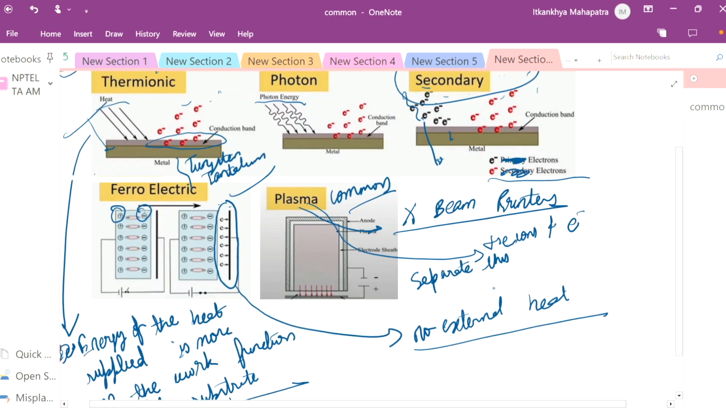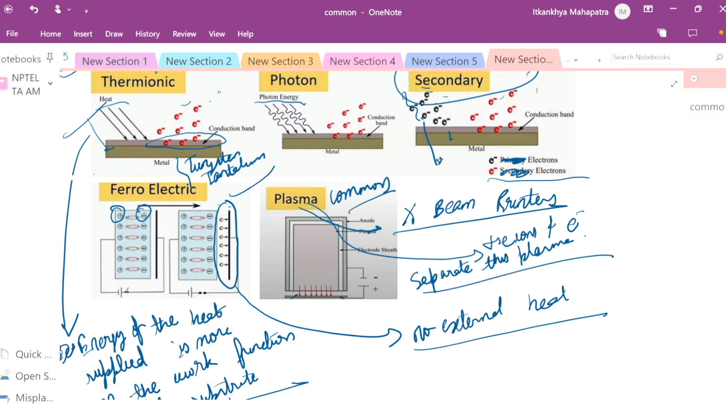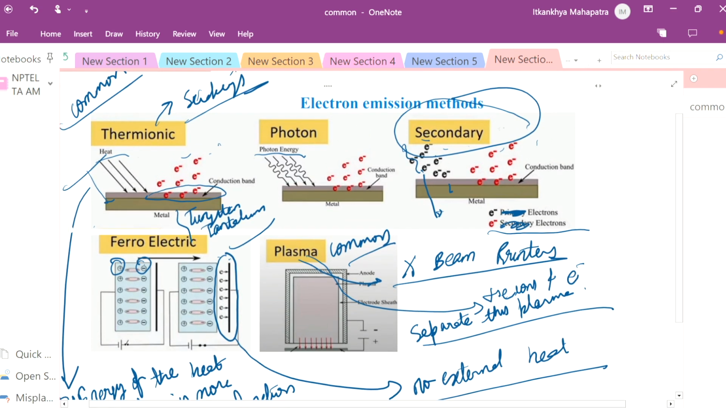Yeah. Separate this plasma and use the combination. So when we separate the plasma and use this combination, this is the plasma electron emission method, and this is the most common. You have to remember this. These are the most common.